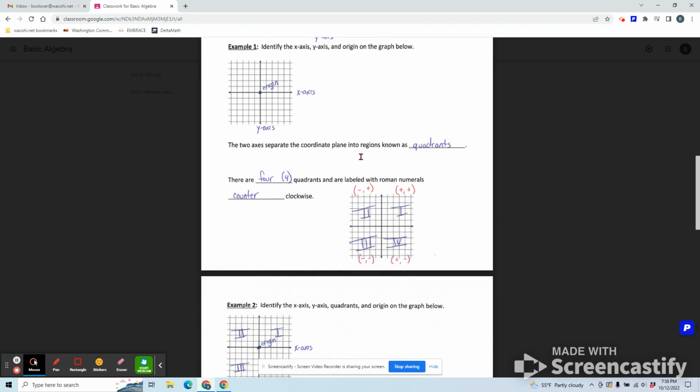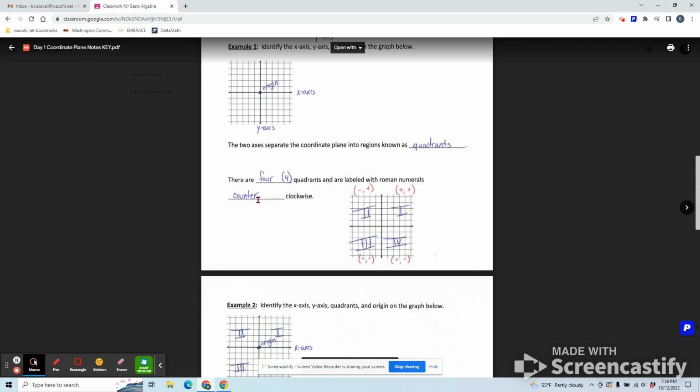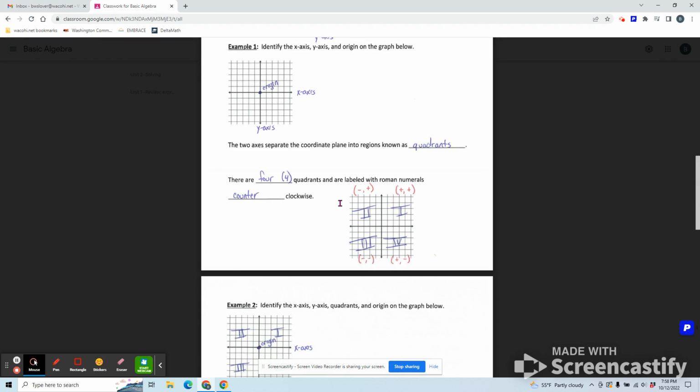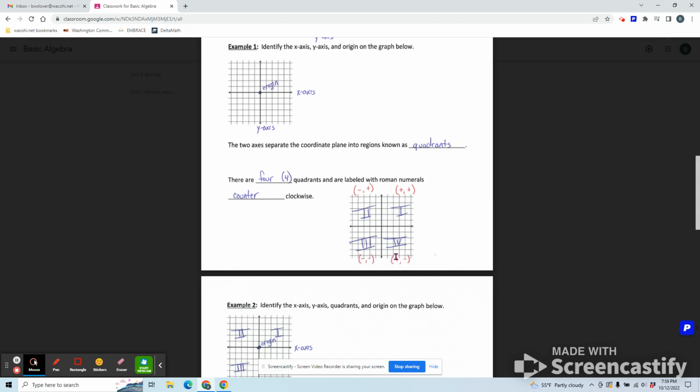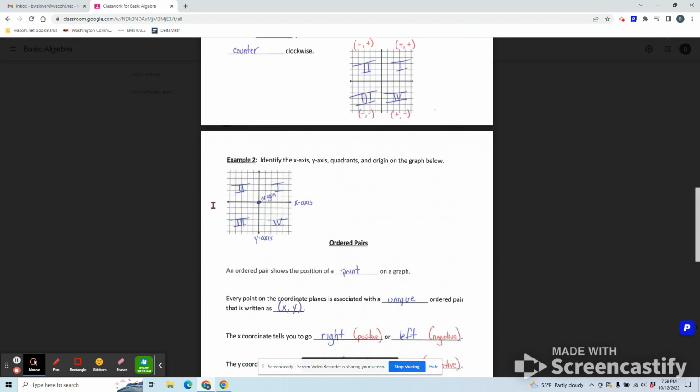Your two axes are separating the coordinate plane into regions known as quadrants. There are 4 of them. And we number them with Roman numerals going counterclockwise. Counterclockwise just means the opposite way that your second hand, your minute hand, or your hour hand is going. So 1, 2, 3, 4. And what's in red is just something that might be helpful when we get into identifying what ordered pairs are and how to graph something. So this is asking you to label everything that we've learned so far.